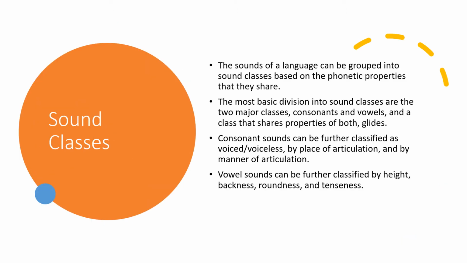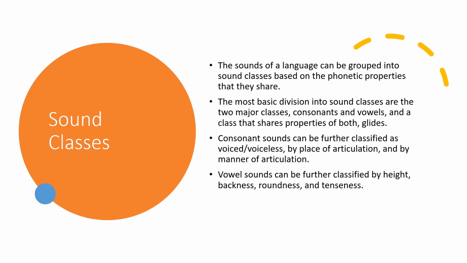By thinking about the different ways that sounds are made through the human vocal tract, we can class those sounds or group those sounds based on phonetic properties that they share. The most basic division into sound classes are the two major classes, consonants and vowels, and a class that shares some properties of both, called glides. Consonant sounds can be further classified, for example, as voiced or voiceless, by place of articulation and by manner of articulation.